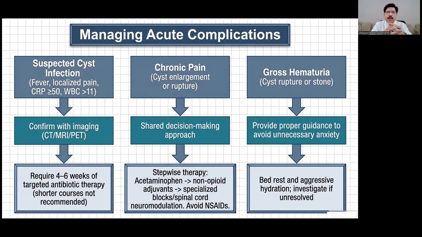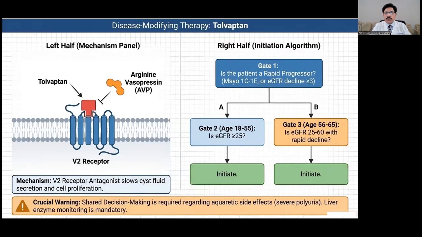Suppose somebody has chronic flank pain because of cyst enlargement or rupture: shared decision making, stepwise therapy, acetaminophen, non-opioid adjuvants, specialized blocks, spinal cord neuromodulation, avoid NSAIDs. Gross hematuria is there, cyst rupture or stone: provide proper guidance to avoid unnecessary anxiety. Bed rest and excessive hydration, investigate the cause if it is unresolved. These are the acute complications: infection, chronic flank pain, and hematuria.